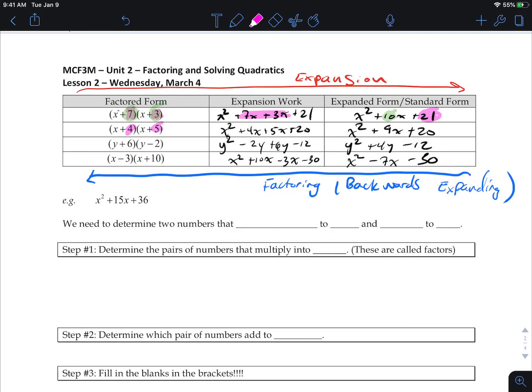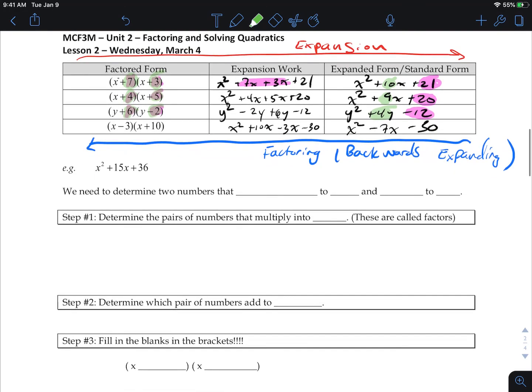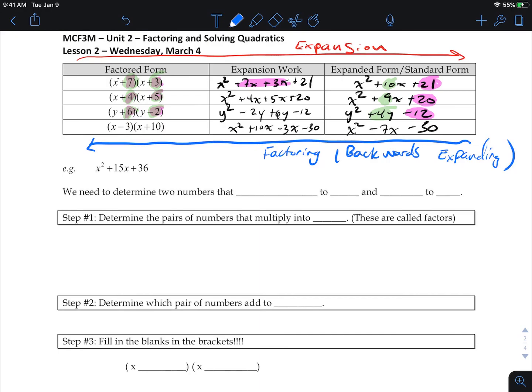4 and 5 multiply to 20. 4 and 5 add to 9. 6 and negative 2 multiply to negative 12. 6 and negative 2 add to positive 4. Alright. So we okay? Same pattern over and over again.